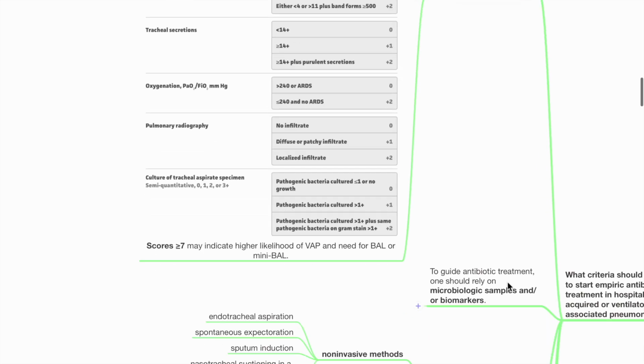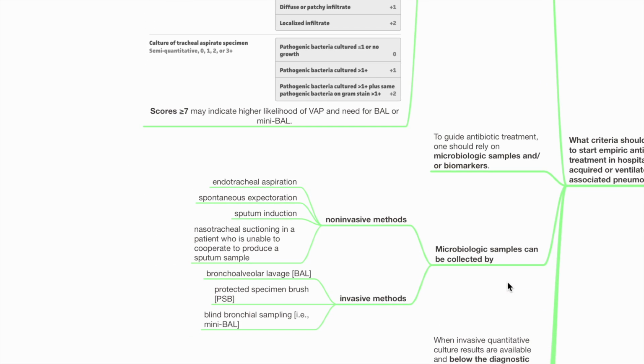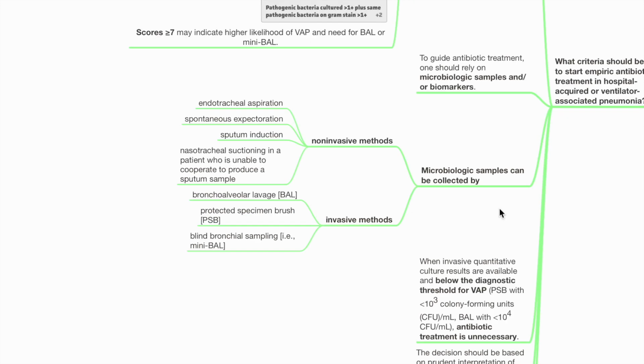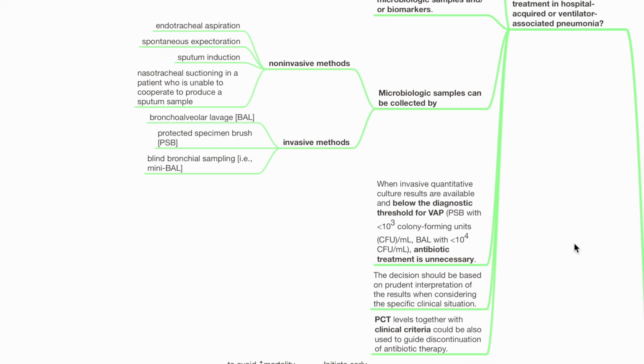To guide antibiotic treatment, one should rely on microbiologic samples or biomarkers. Microbiologic samples can be collected via non-invasive or invasive methods. When invasive quantitative culture results are available and below the diagnostic threshold for VAP, antibiotic treatment is unnecessary. The decision should be made based on prudent interpretation of the results when considering the specific clinical situation. PCT levels together with clinical criteria could also be used to guide discontinuation of antibiotic therapy.